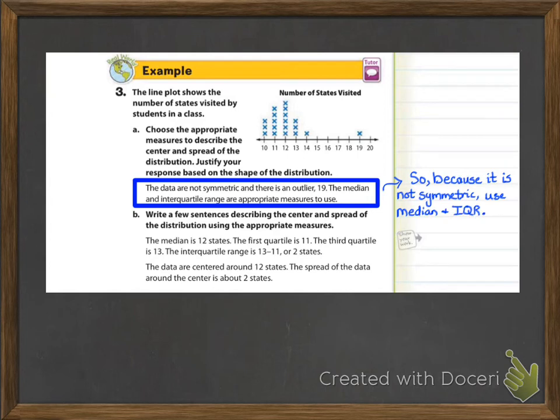The second part, to finish out your sentence describing, is you have to tell me what it is. So you're going to go through the process. The median would be 12. The first quartile is 11. The third quartile is 13. So therefore, the IQR would be 2. And in this case, it has to do with the number of states. So therefore, it would be 2 states. So be sure to put part of the title somewhere in one of your answers.